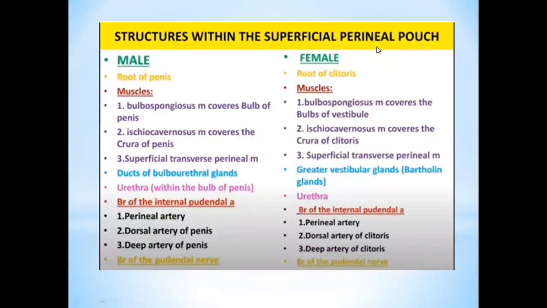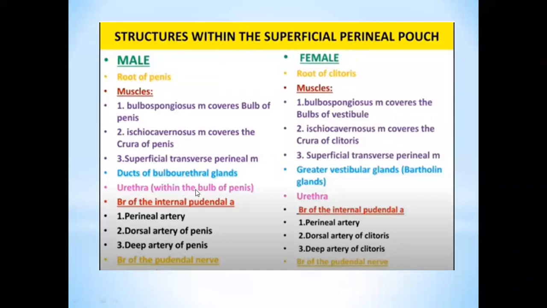Now, what are the structures found in the superficial perineal pouch, in cases of male and in cases of female? In males, we have the root of the penis. In females, we have the root of the clitoris. In terms of muscles of the male, we have the bulbospongiosus muscle, which is covering the bulb, and the ischiocavernosus muscle, which is covering the crura of the penis. Then we have the superficial transverse perineal muscles, the ducts of the bulbourethral glands, and the urethra. These are within the bulb of the penis.